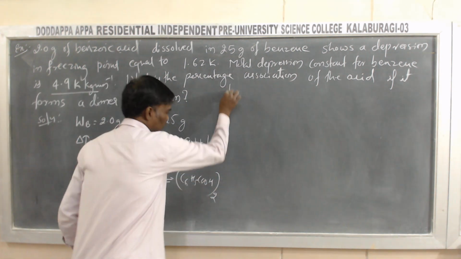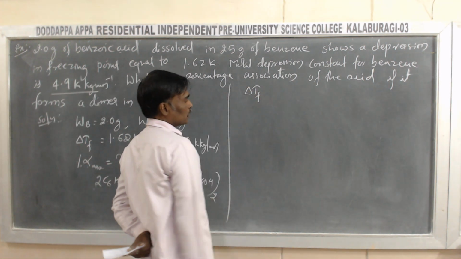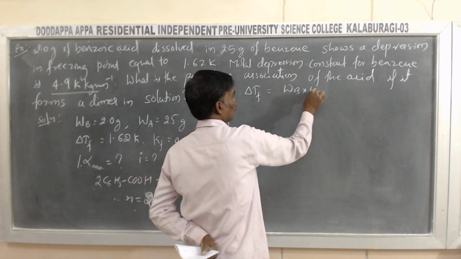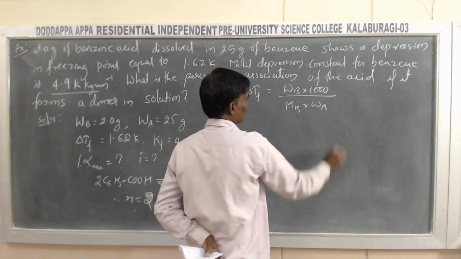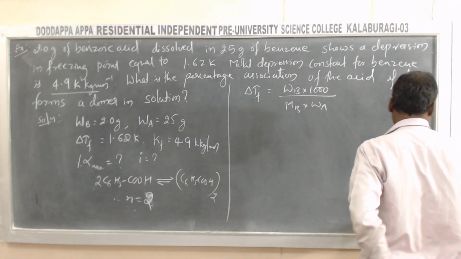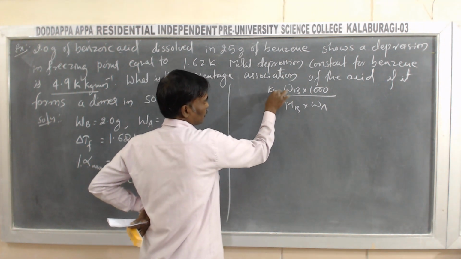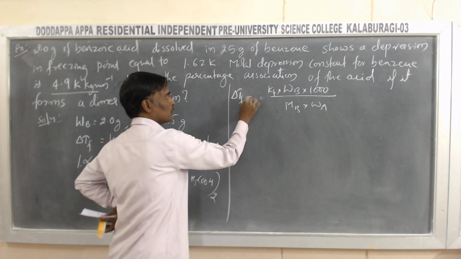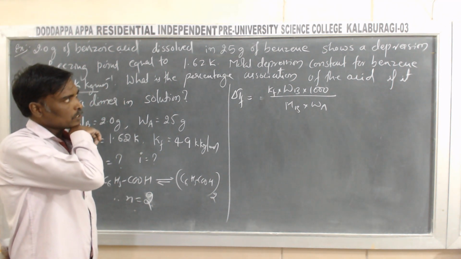Now here is the formula. The formula for depression in freezing point, which we derived, is delta Tf equal to Wb into 1000 divided by Mb into Wa, and another one is Kf. So the molar depression constant is the proportionality constant in here. So this is Kf into. Now, this is the general formula which we use to calculate the depression of freezing point.